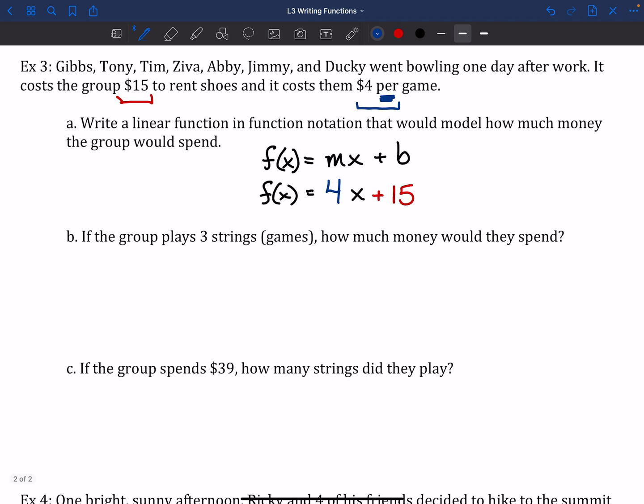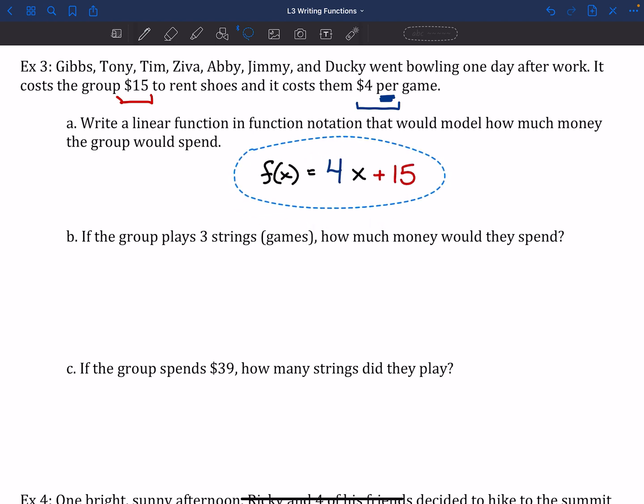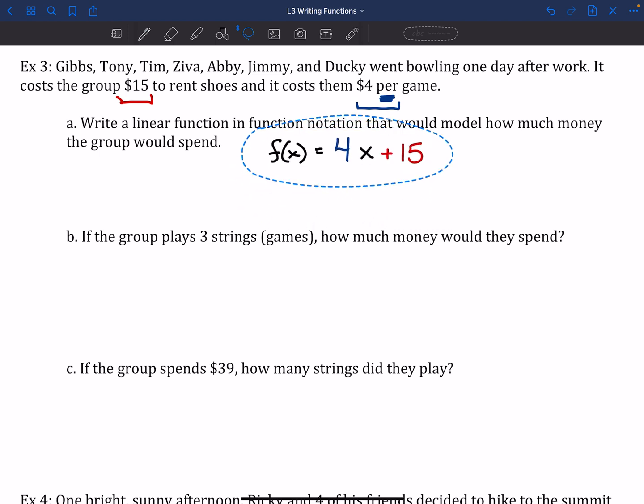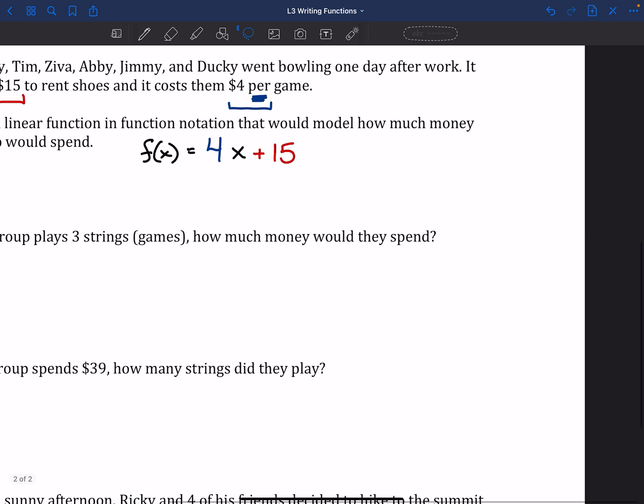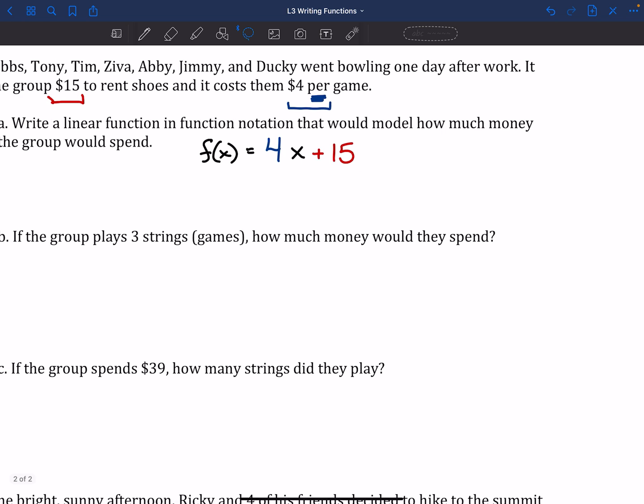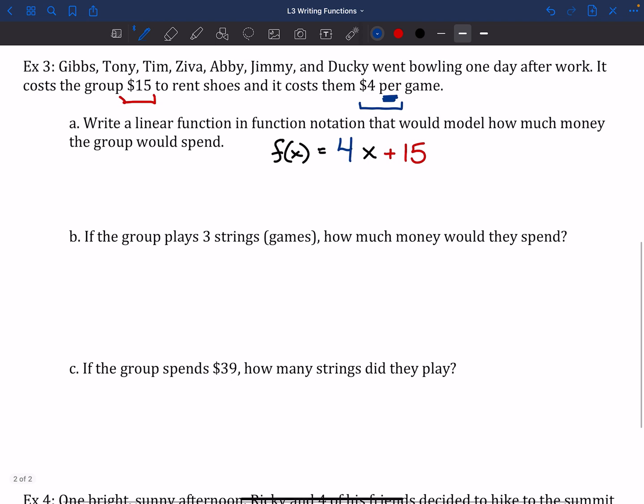If the group plays 3 strings, also known as games, how much money would they spend? A couple things that we're going to do to prepare for this problem. I'm going to erase what we had there and move this up a little bit. On your paper, I know that you don't have the ability to do that, so if you want to write it over to the side somewhere in this space and work on it there, that's not a bad idea.